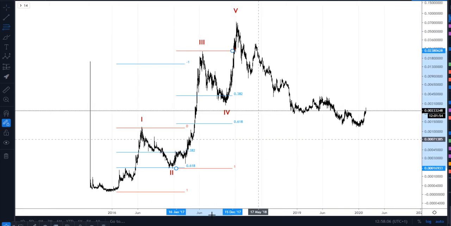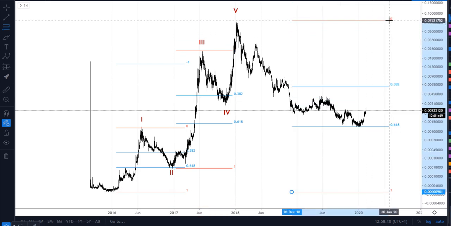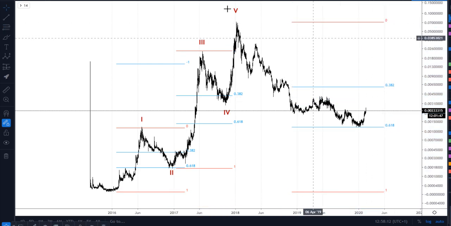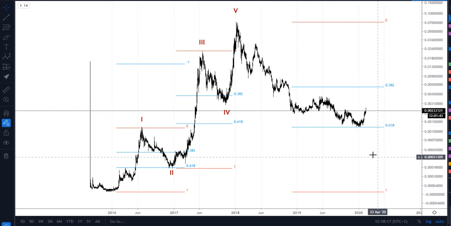And see, I kind of forgot to show you as well. Where do you retrace once you finish your 5 waves? To the 618. Just saying.